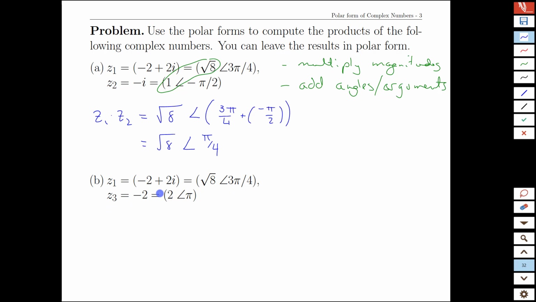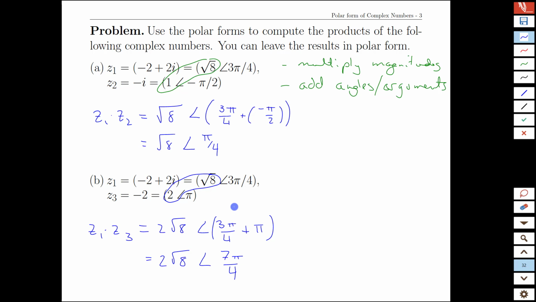Let's do the same thing for Z1 times Z3, and if we're not restating the rules, we just take the root 8 times the 2, that'll be 2 root 8, and the argument or angle will be 3 pi over 4 plus pi, and that's 2 root 8 with an angle of 7 pi over 4. Now that seems a little awkward. Don't get too hung up on the polar form. We're going to use it, but it's very much a stepping stone for where we're going in this class.